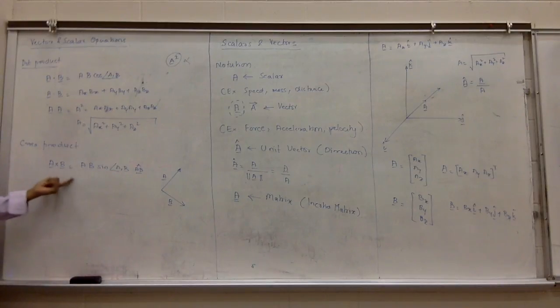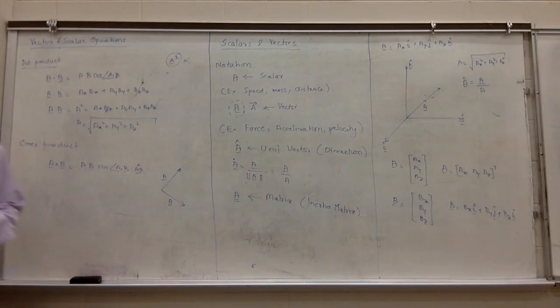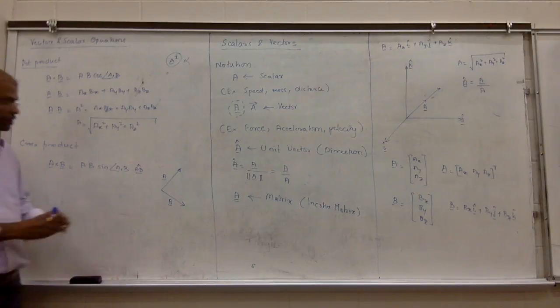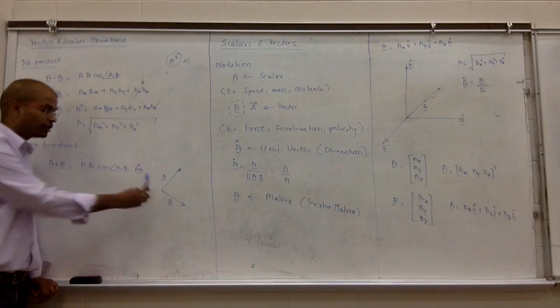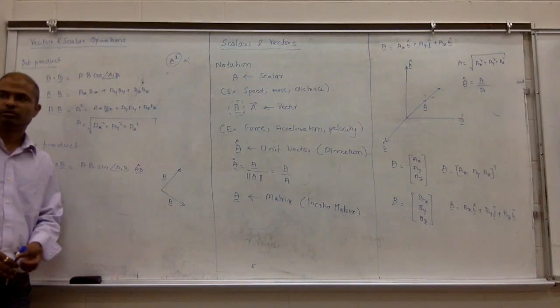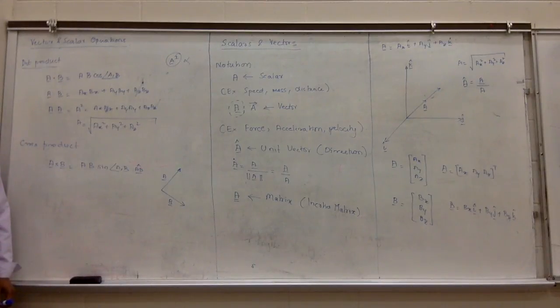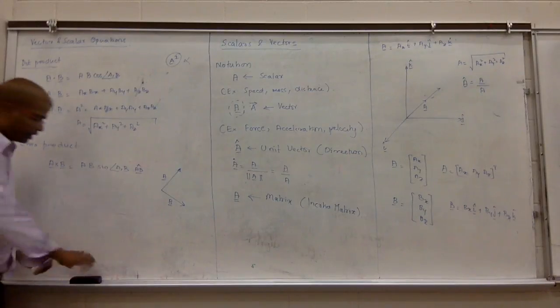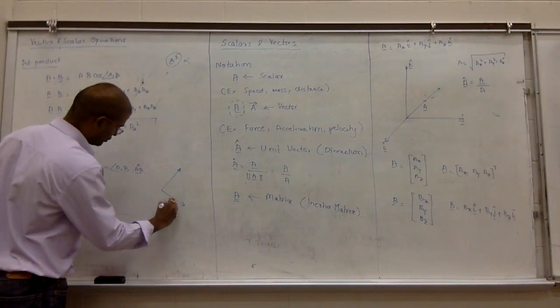When you do this A cross B, what does A cross B mean? A cross B means this vector, the vector coming out of, or actually going inside, the board. Okay, that vector is this A cross B. So the normal. It's the normal vector.